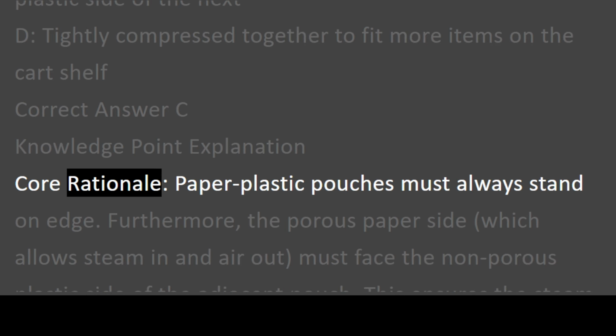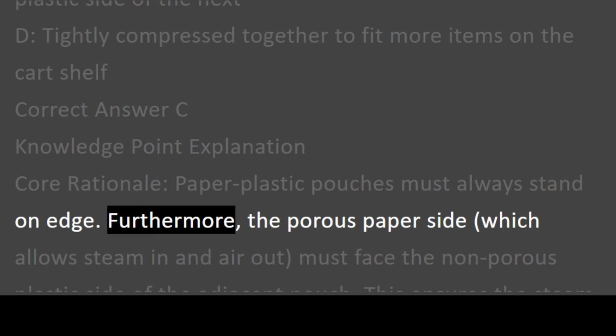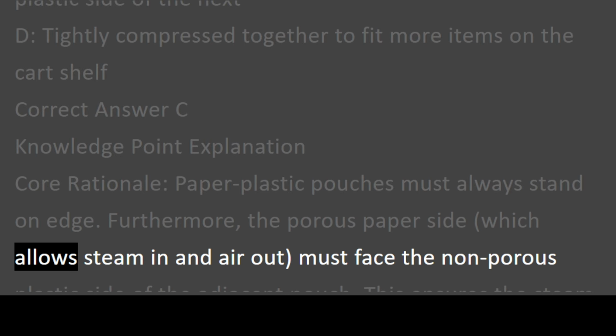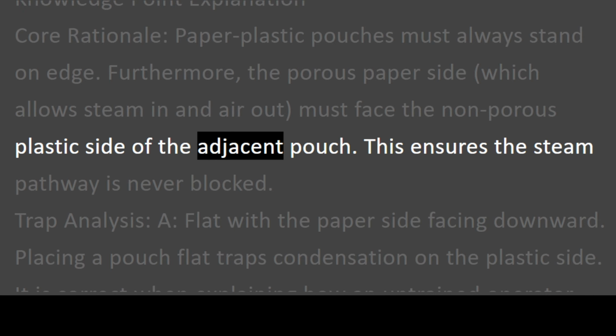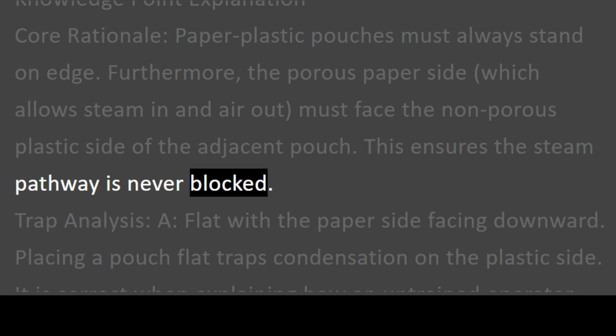Core rationale: paper plastic pouches must always stand on edge. Furthermore, the porous paper side, which allows steam in and air out, must face the non-porous plastic side of the adjacent pouch. This ensures the steam pathway is never blocked.